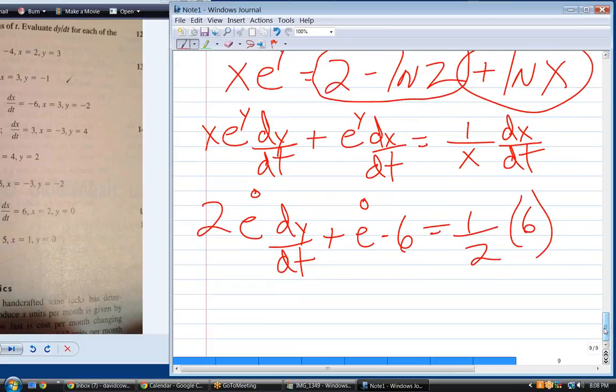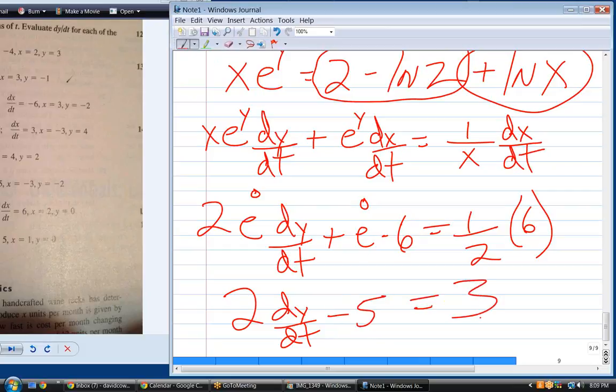What's e to the 0? 1. Okay, so now we've got 2 dy dt plus 1 minus 6, which is minus 5, equals 3. Add that, make that 8, divide by 2, you get 4. Okay.